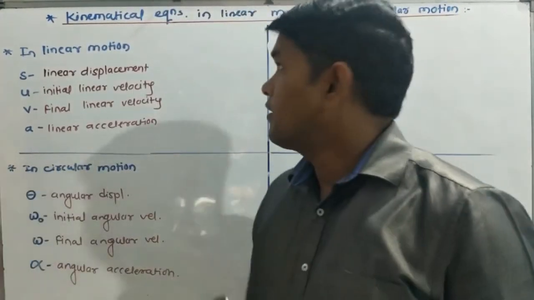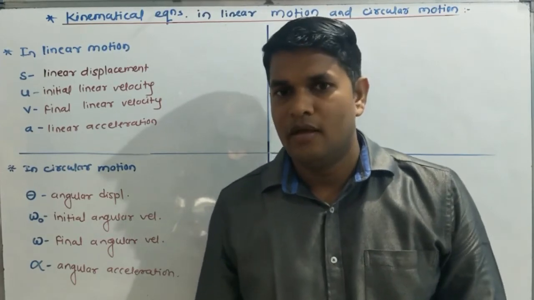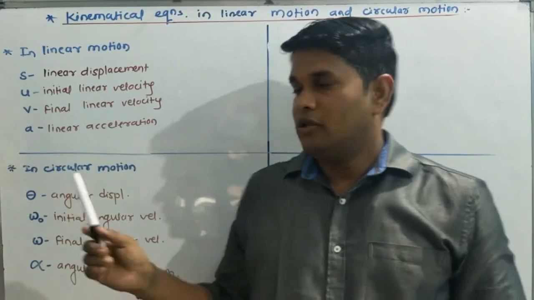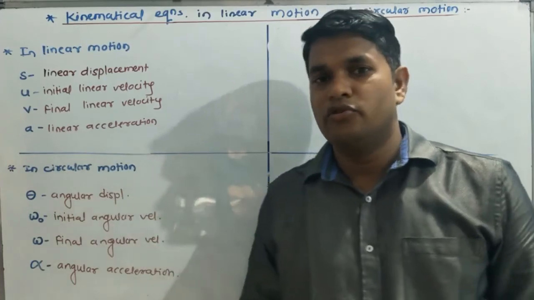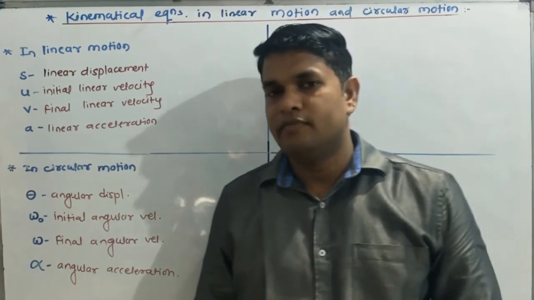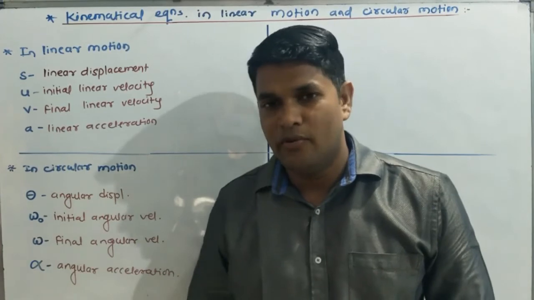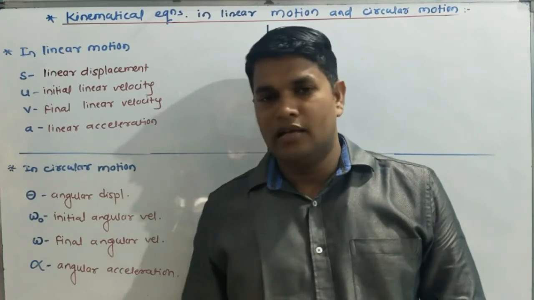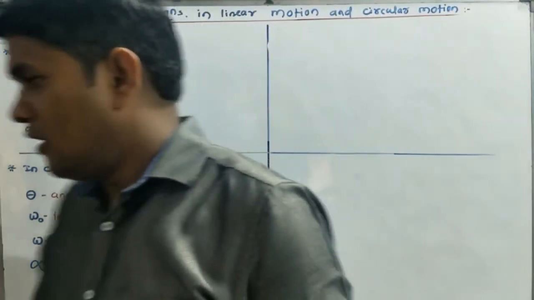The next point is our kinematical equations in linear motion and in circular or angular motion. We know that in linear motion the displacement is given by s, u is initial linear velocity, v means final linear velocity, and a means linear acceleration. In the same way, in circular motion, theta is our angular displacement, omega 0 is initial angular velocity, omega is final angular velocity, and alpha is our angular acceleration.